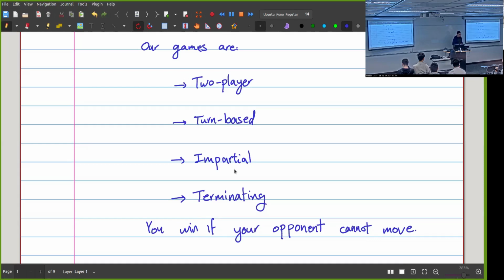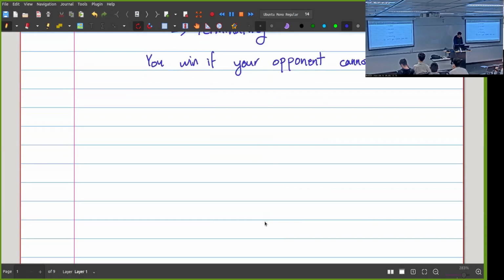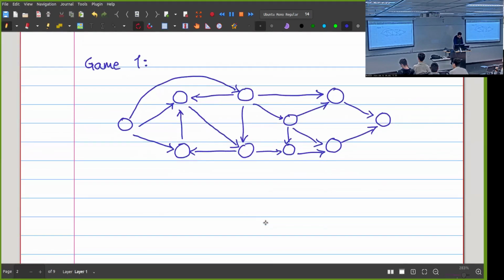Our games are impartial. And our games are also terminating, meaning that they cannot just run forever. Every play of the game will eventually terminate. And we always have one rule, and the rule is that you win if your opponent cannot move. So the person who makes the very last move in the game is the winner. These are our rules. So I need 2 volunteers for game number 1.